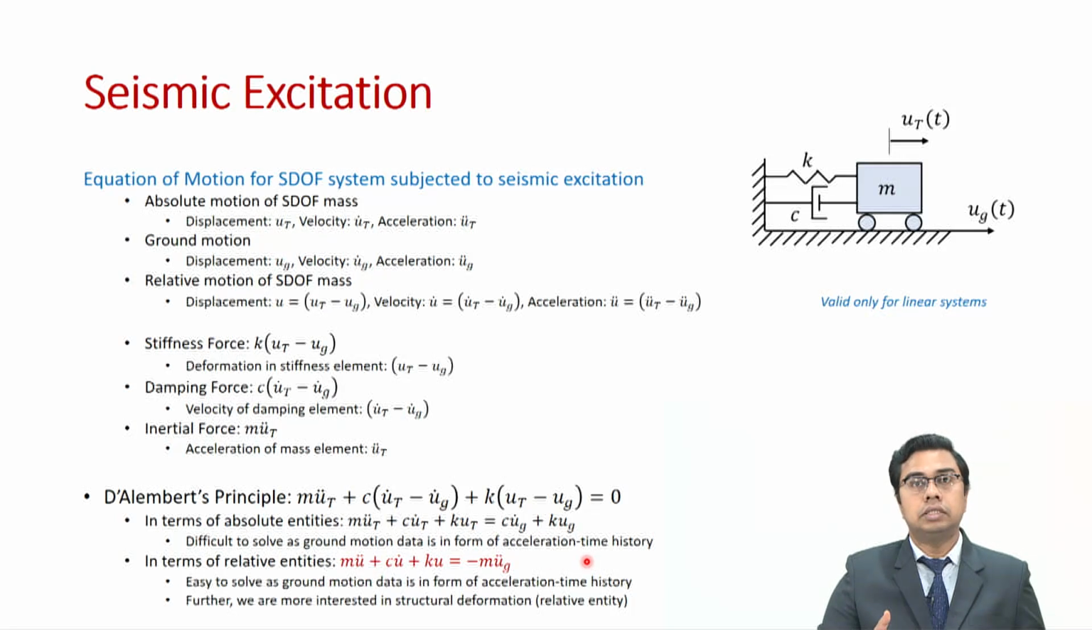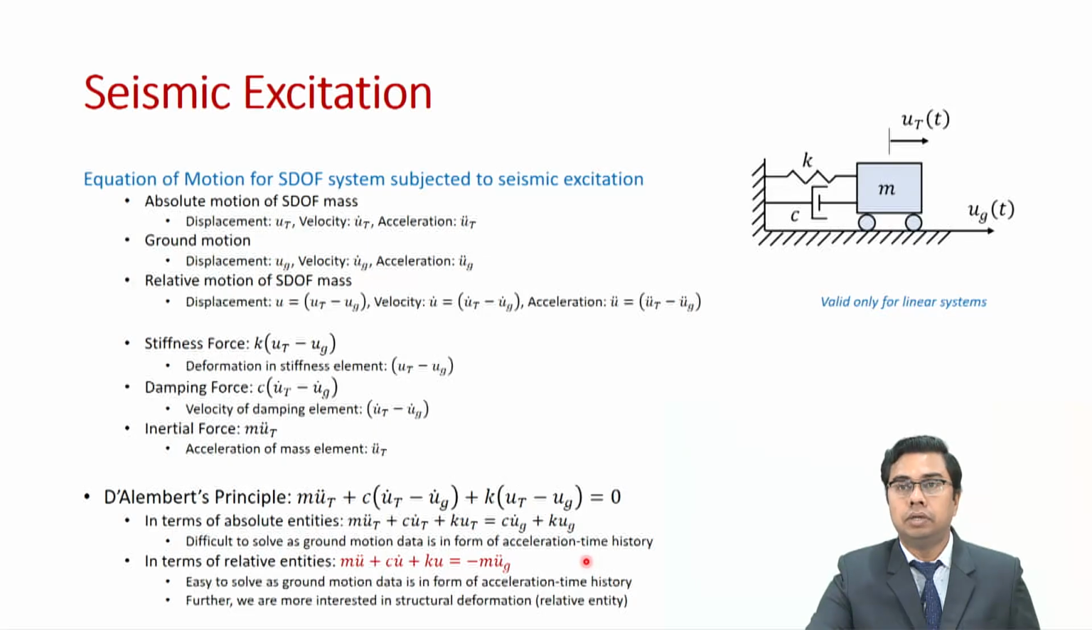Further, we are more interested in knowing the structural deformation rather than the absolute displacement. Why? Because structural deformation leads to damage in structures. It is not the absolute motion which leads to damage. Suppose a structure has the same motion as the ground, then the structure members are not deformed and thereby there will be no damage. So that's why we are more interested in the relative displacement, velocity and acceleration of the structure, and that's why we are more interested in this equation.